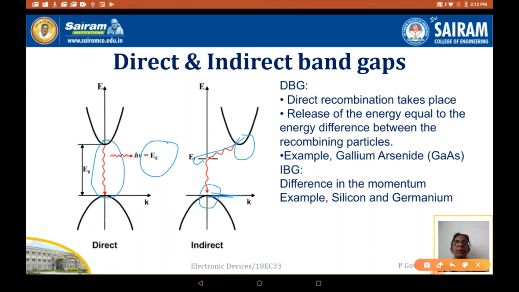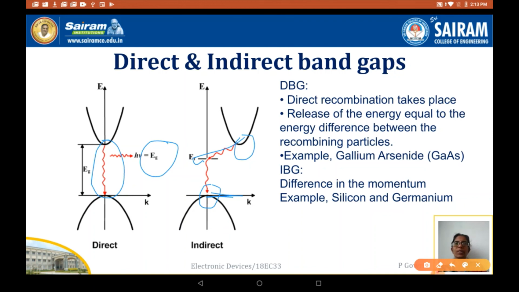A direct band gap semiconductor is one in which the maximum energy level of the valence band and the minimum energy level of the conduction band align with respect to momentum. In a direct band gap semiconductor, a direct recombination takes place with energy equal to the energy of the light particles.